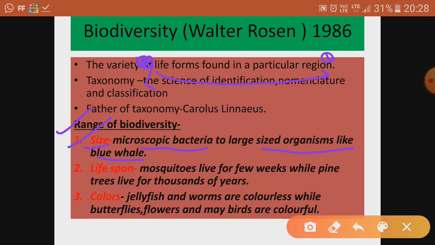Now the next, third point is related to color. Just imagine around you, you can see jellyfish and worms that are colorless, but on the contrary, we have butterflies, flowers, and many birds which are colorful. So in this topic, we can justify that we have a rich biodiversity on the basis of different characteristics, be it size, lifespan and color, and hence we have justified that we have a big range of biodiversity around us. There is no denial of this fact.